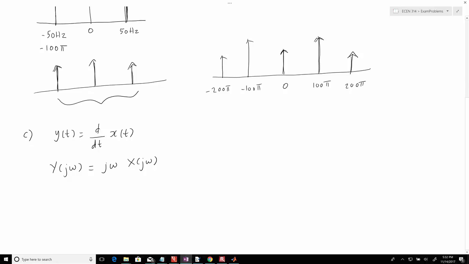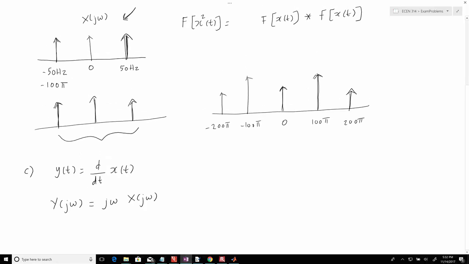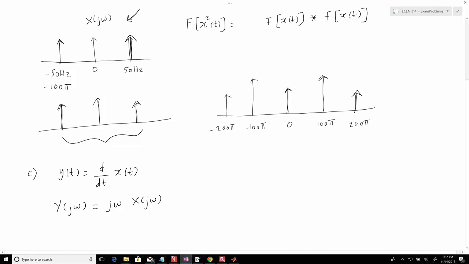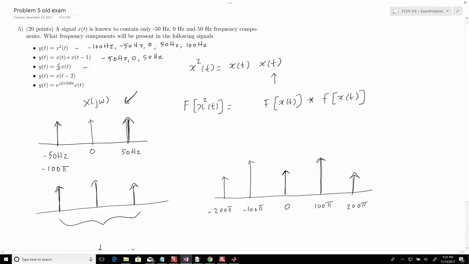What do we know about x of j omega? X of j omega has non-zero components only at 0, 50 hertz, negative 50 hertz. So what components would be present in y? Same ones, and that's a gotcha. Most people tell me that, but they are not careful when they tell me that. Look at what happens when omega is 0. Multiplying by j omega will kill the 0 frequency component in x of j omega. So the answer is only negative 50 hertz and positive 50 hertz.